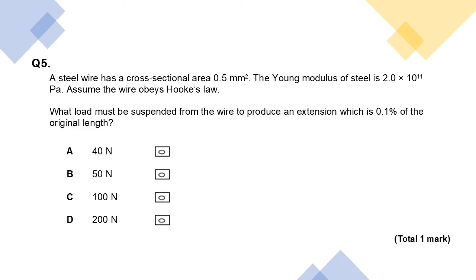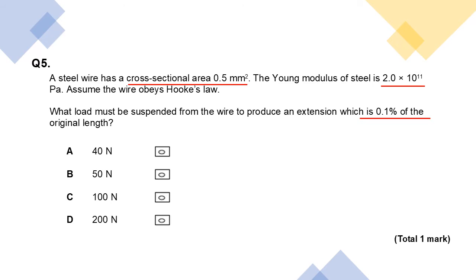So we have question number 5. A steel wire has a cross-sectional area 0.5 millimeter square. So keep in mind the units. It's not meter square. It is millimeter square there. They have given you the Young modulus.